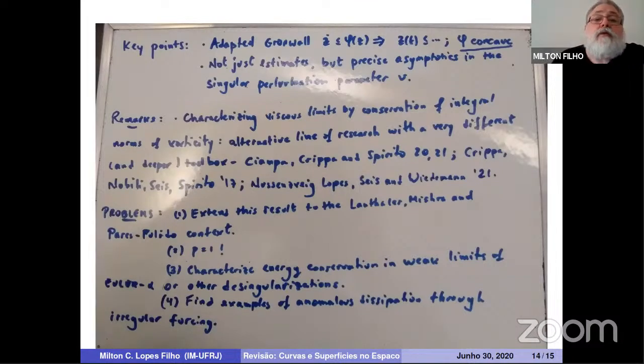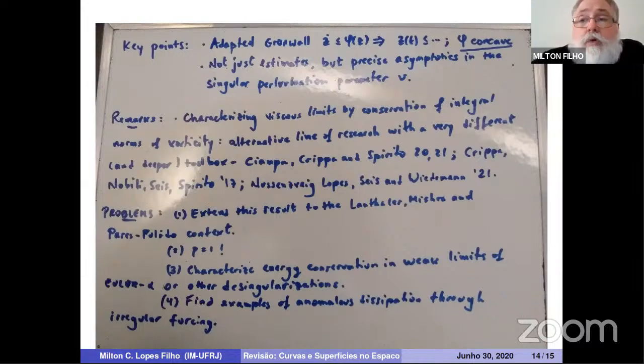Observations characterizing viscous limits. Now, some final observations. Characterizing viscous limits via conservation of integral norms of vorticity is another line of research associated to the original problem. This is well explored with a very different and rather deep set of tools. If you're interested in characterizing solutions for which the L^p norms of vorticity are conserved, look at recent papers by Ciampa, Crippa, and Spirito, 2021. Another result in this direction is Crippa, Nobili, Seis, and Spirito, 2017, and Nussenzveig Lopes and Wiedemann, 2021. These are very smart, very interesting bits of work, which I just don't have time to get into.